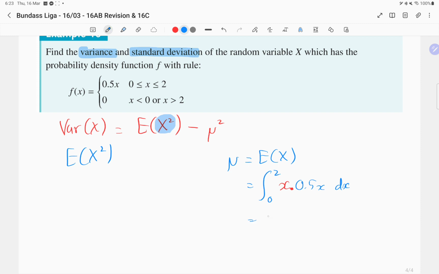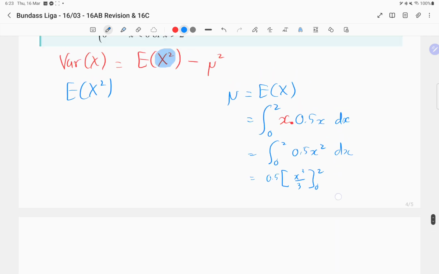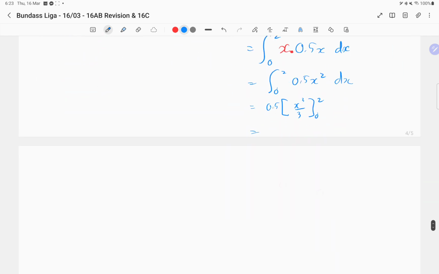Alright, so if you were to work this one out, that would be the antiderivative from 0 to 2 of 0.5x squared. Then you can take the 0.5 out and antiderive just the x squared. So that's 0.5 times x cubed over 3 from 0 to 2. Okay, make sense? Yeah, the rest is just algebra.